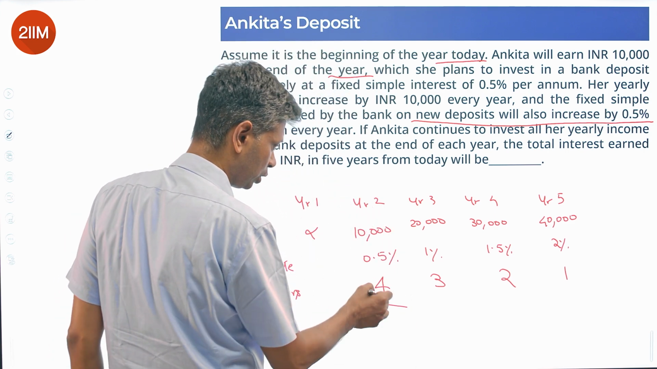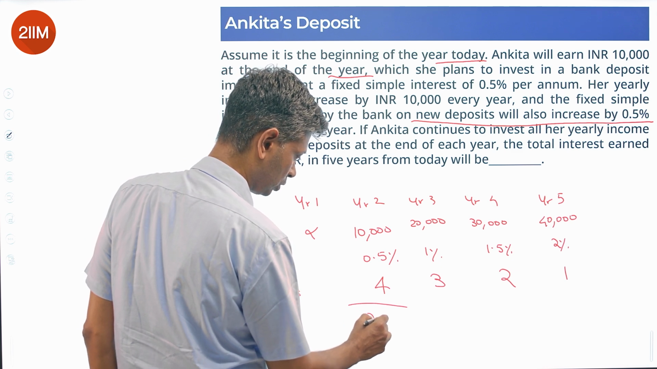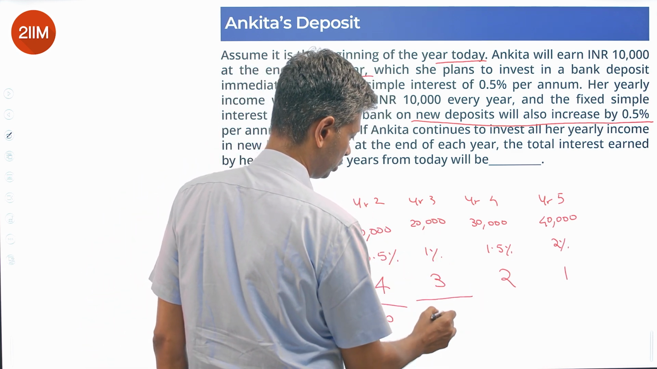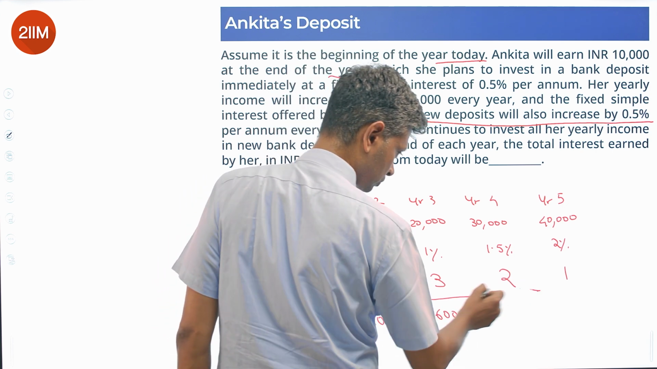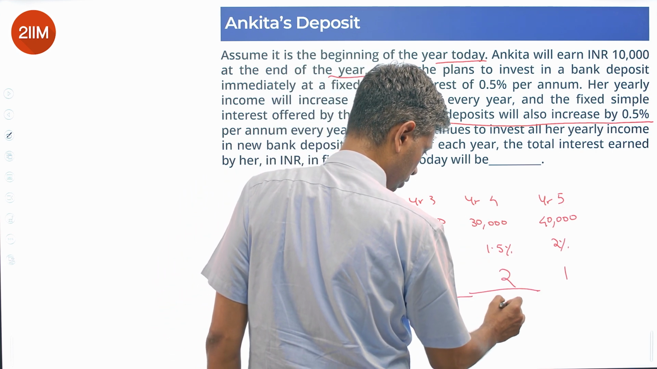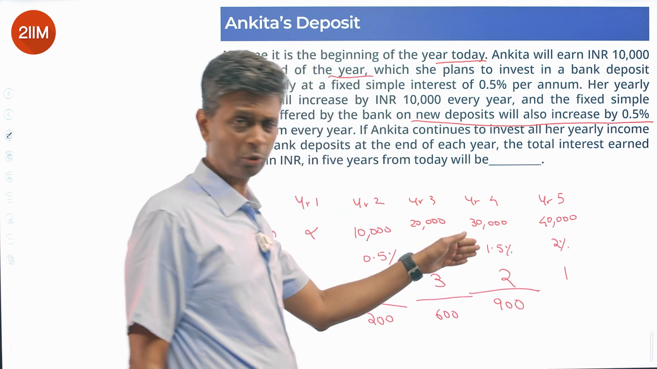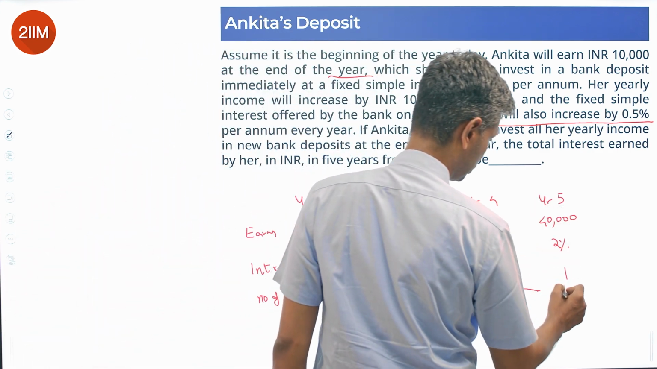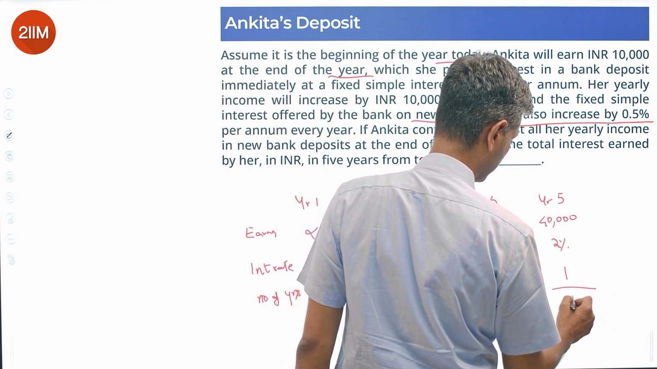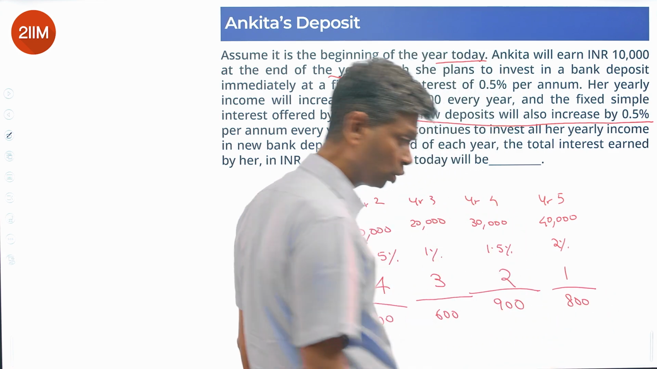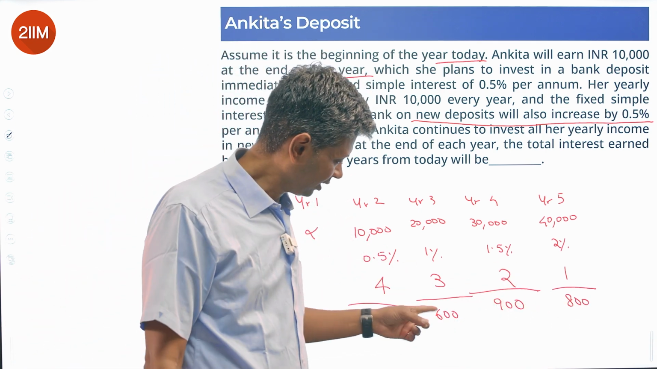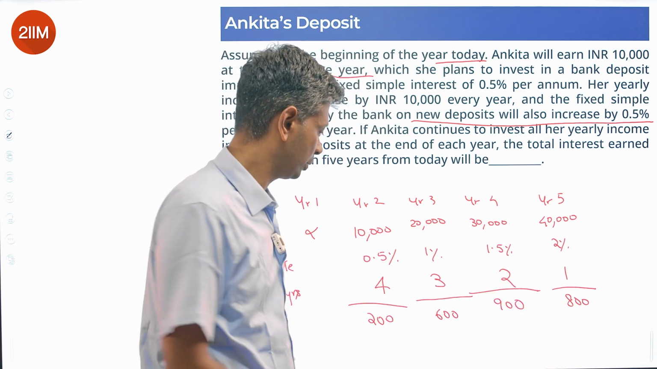4 into 0.5%, 2% of 10,000, 200. 3% of 20,000, 600. 2 into 1.5%, 3% of 30,000, 900. 2% of 40,000, 800. The total interest earned is the sum of all of this. 200 plus 600, 800, 1700, 2500.